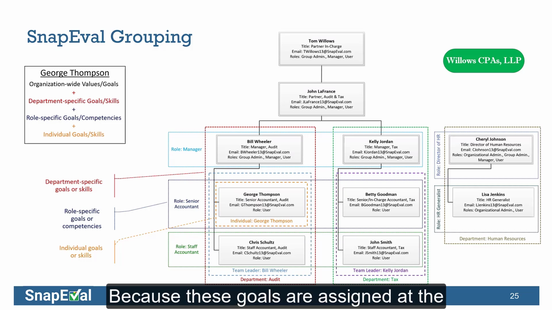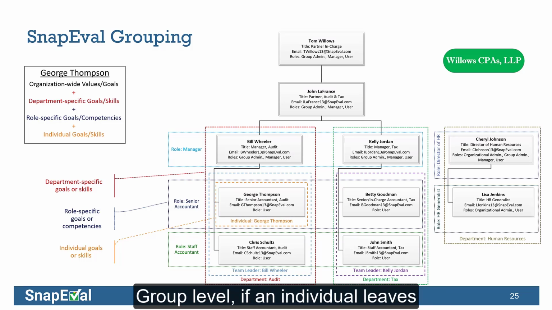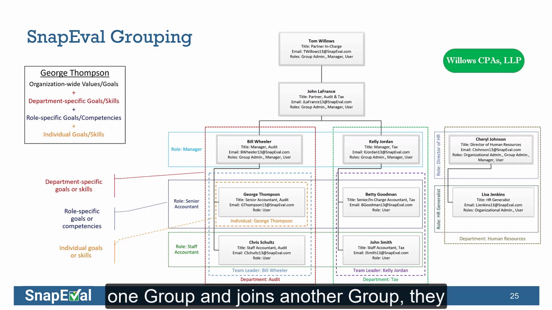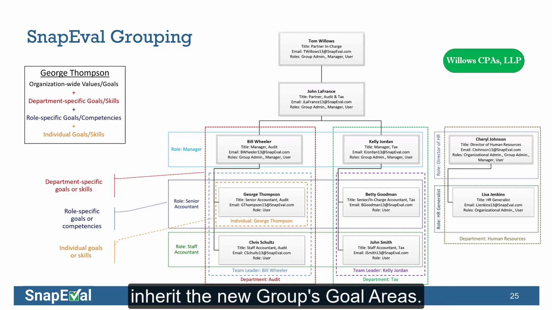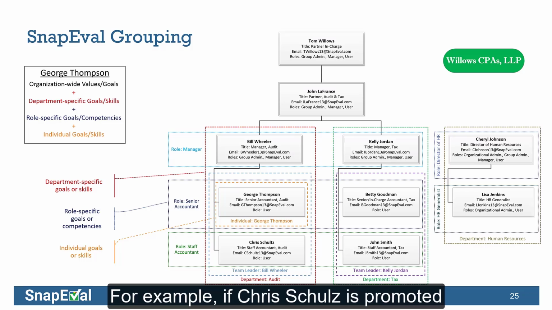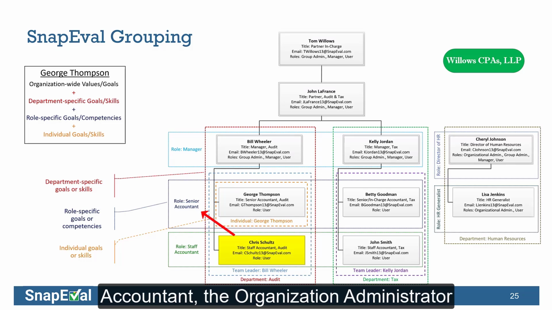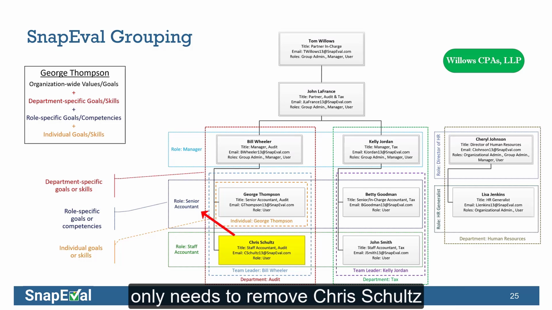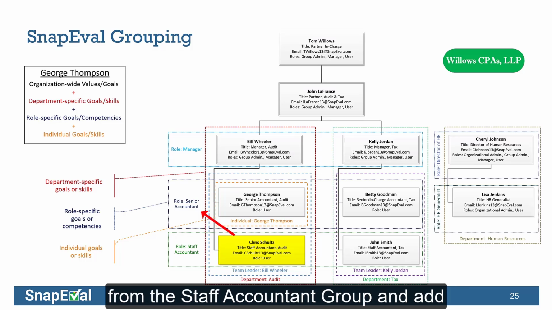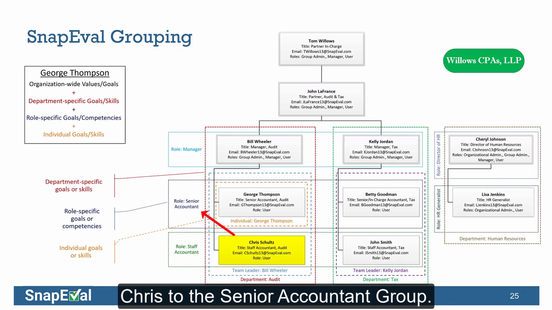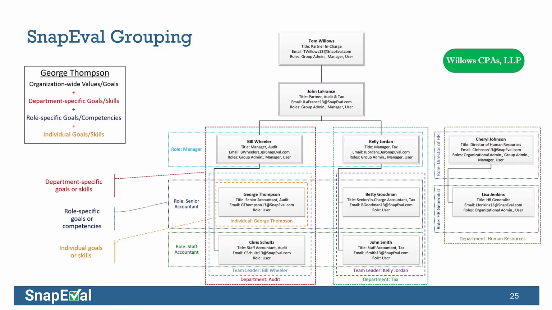Because these goals are assigned at the group level, if an individual leaves one group and joins another group, they inherit the new group's goal areas. For example, if Chris Schultz is promoted from a staff accountant to a senior accountant, the organization administrator only needs to remove Chris Schultz from the staff accountant group and add Chris to the senior accountant group. By doing so, the senior accountant job competencies are automatically assigned to Chris for all new snaps.